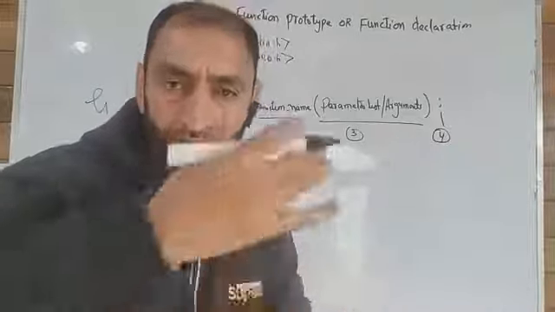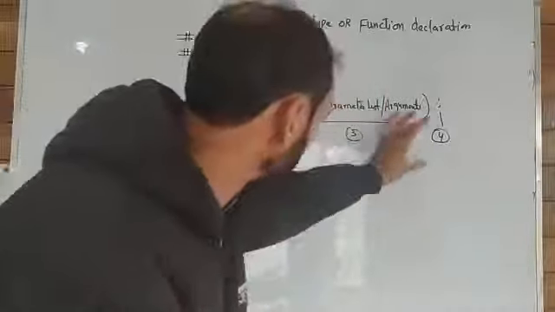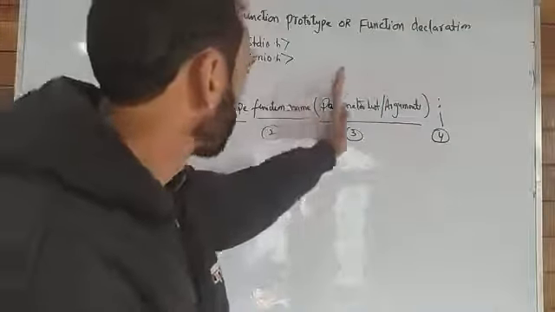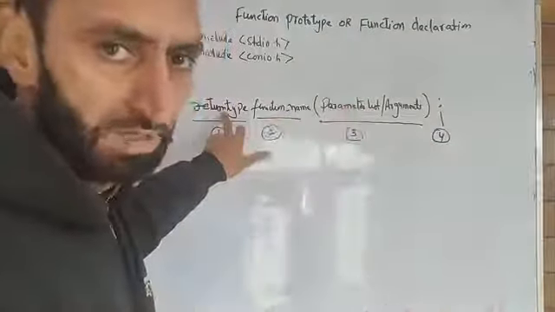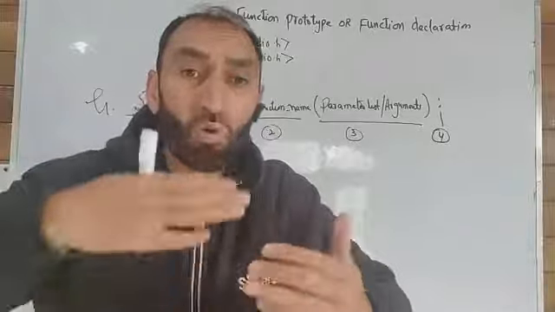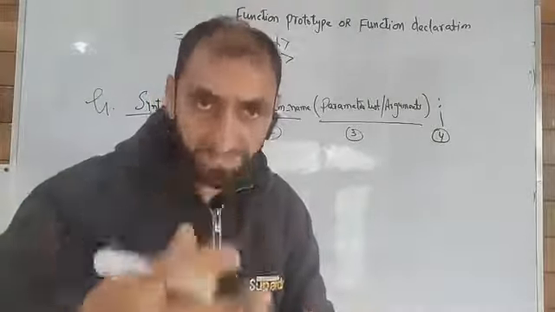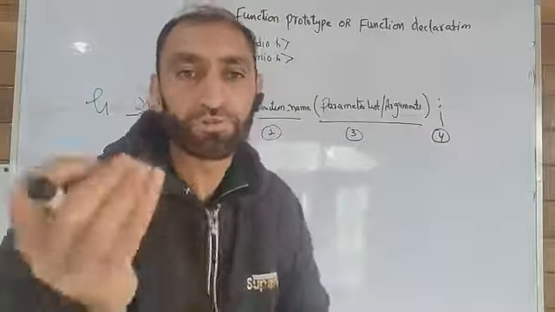Whenever we are going to write a prototype of any function, the function prototype consists of 4 fields, 4 parts. First one is the return type. For example, what is return? This means what the function is going to return. In the previous video, we discussed how to subtract 2 numbers using a function.